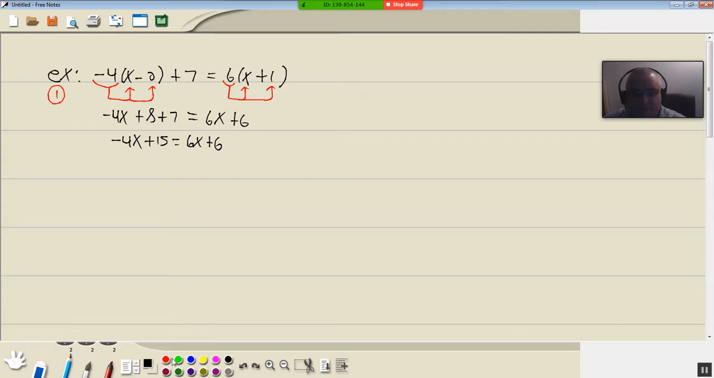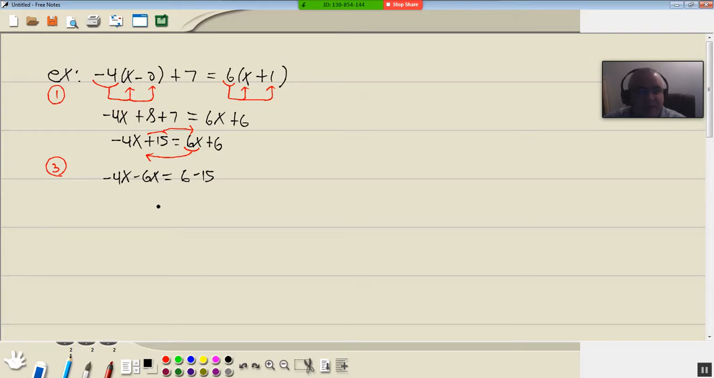Step 2, get rid of fractions. Don't have any. Step 3, get everything with an x on one side, numbers on the other side. So I'll take this 6x and move it to the left side. And I'll take this 15 and move it to the right side. Remember, when you move anything across the equals, your sign changes. So the positive 6x becomes a negative 6x. The positive 15 becomes a negative 15.